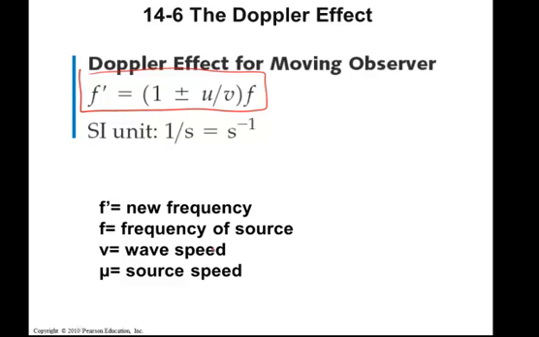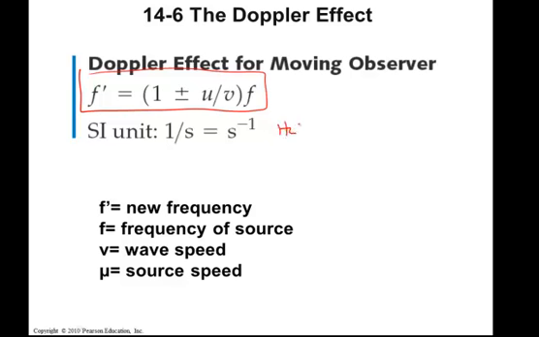V is the wave speed, and this mu is the source speed. So this would be the speed that you would plug in there for whatever the source is. We can see mu divided by V, and then there are brackets around here, and you take it times the original frequency. And the SI unit that we're going to use for frequency is seconds to the minus 1. That's the same thing as hertz.